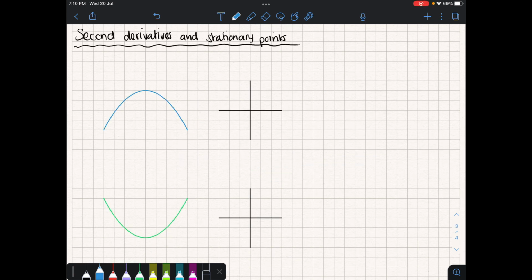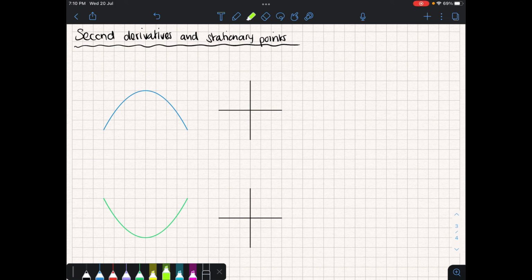Okay, so we just looked at calculating whether or not a stationary point is a maximum or a minimum. And it can be quite cumbersome to have to calculate values before and after. So there is a much more efficient method that we can use, especially when we get to more complicated functions. So what we need to do is go back and look at this function, and think about the gradient. Not the function, but the gradient itself.